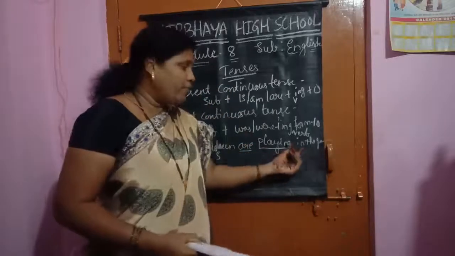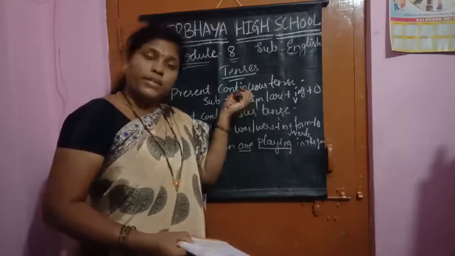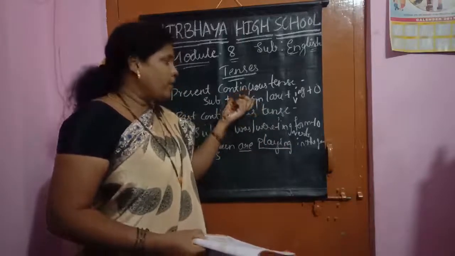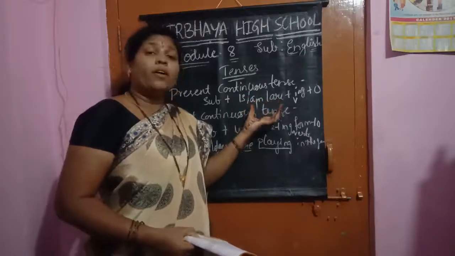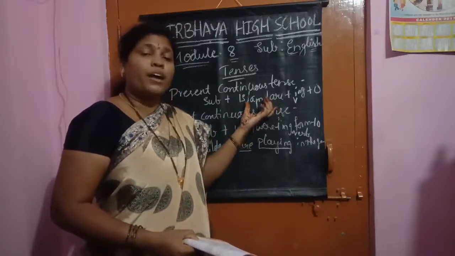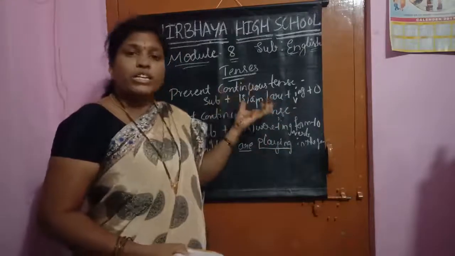See the ing form. When we are adding the ing form, then it is the present continuous tense. In front of the ing form, we will use is, am, are. These are the present auxiliary verbs, present form. So we are adding this and we are writing that it is called present continuous tense.